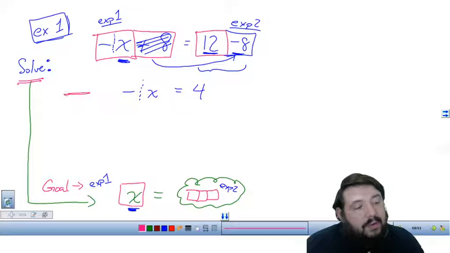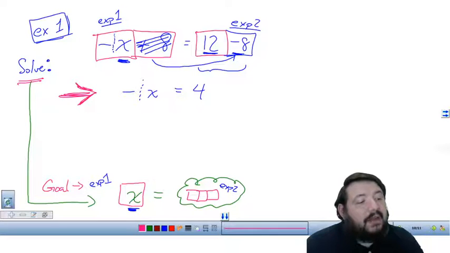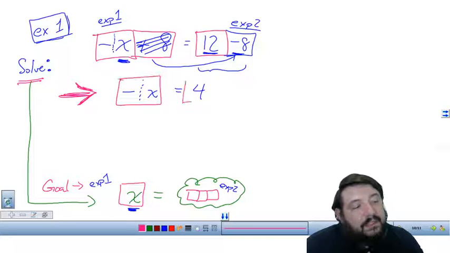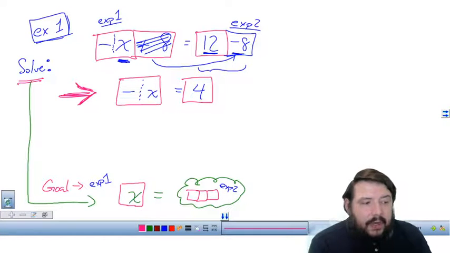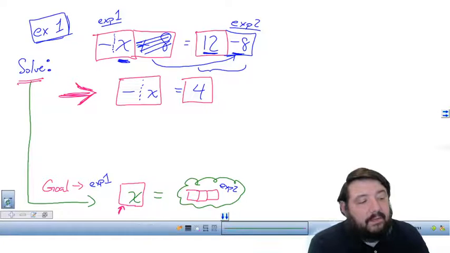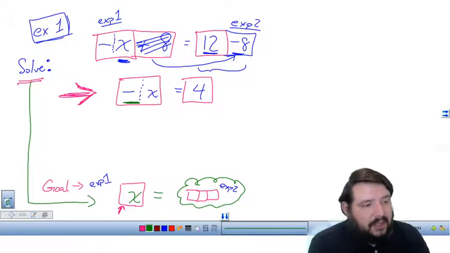Okay, so this is where we're going to do some new learning right here. Identify your terms. When I look at this problem, I see that I have negative implied 1x being equal to 4. Well, here I have just x, and this area in front of the x is a blank. So what do I need to get rid of? Well, I need to get rid of this negative 1 right here. It's bothering me.